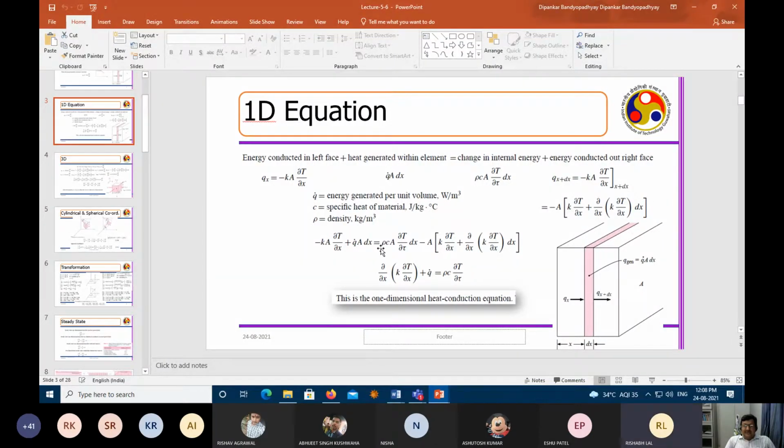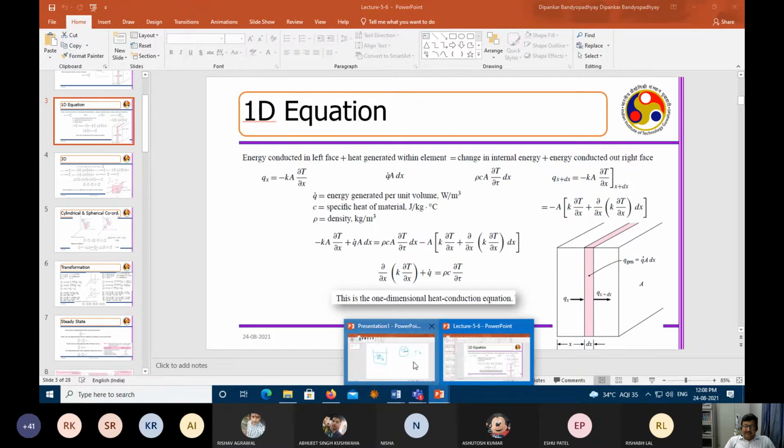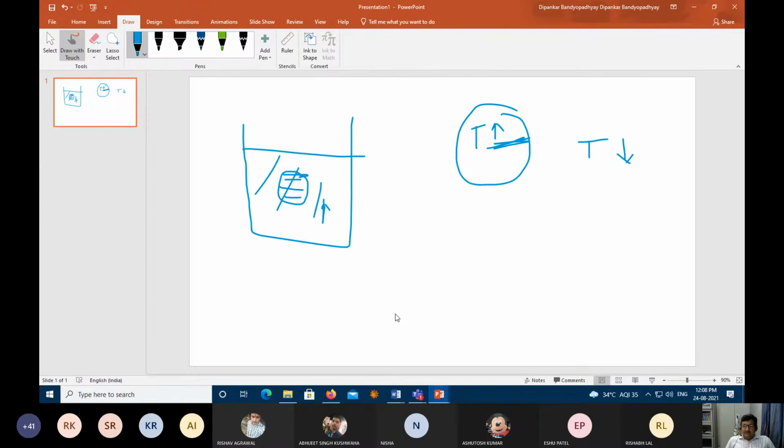Which corresponds to the energy storage. Which term corresponds to the energy storage? What physical property tells you that a material stores energy? It is rho Cp dT by dt, right? This is the storage of energy, right?